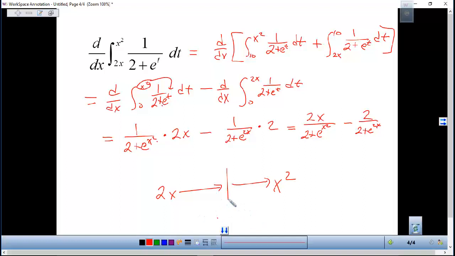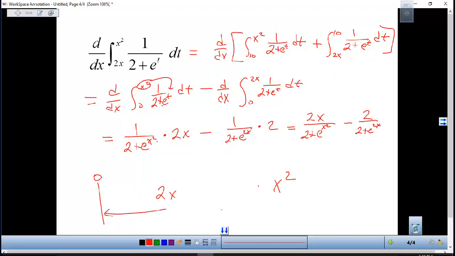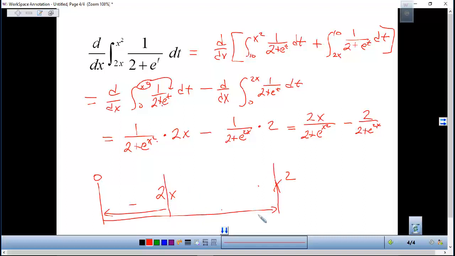And here's the thing. Whatever number you choose doesn't actually have to be in between here. Watch this. Let's say we choose a value that is outside of it. Let's go ahead and choose a value over here and say that that's 0. Well, I go from 2x to 0, and then I go from 0 to x squared. So this is negative because I went backwards, and this is positive. So what do we actually end up with anyway? Only the stuff between 2x and x squared anyway. So we only get what we're looking for as it is.